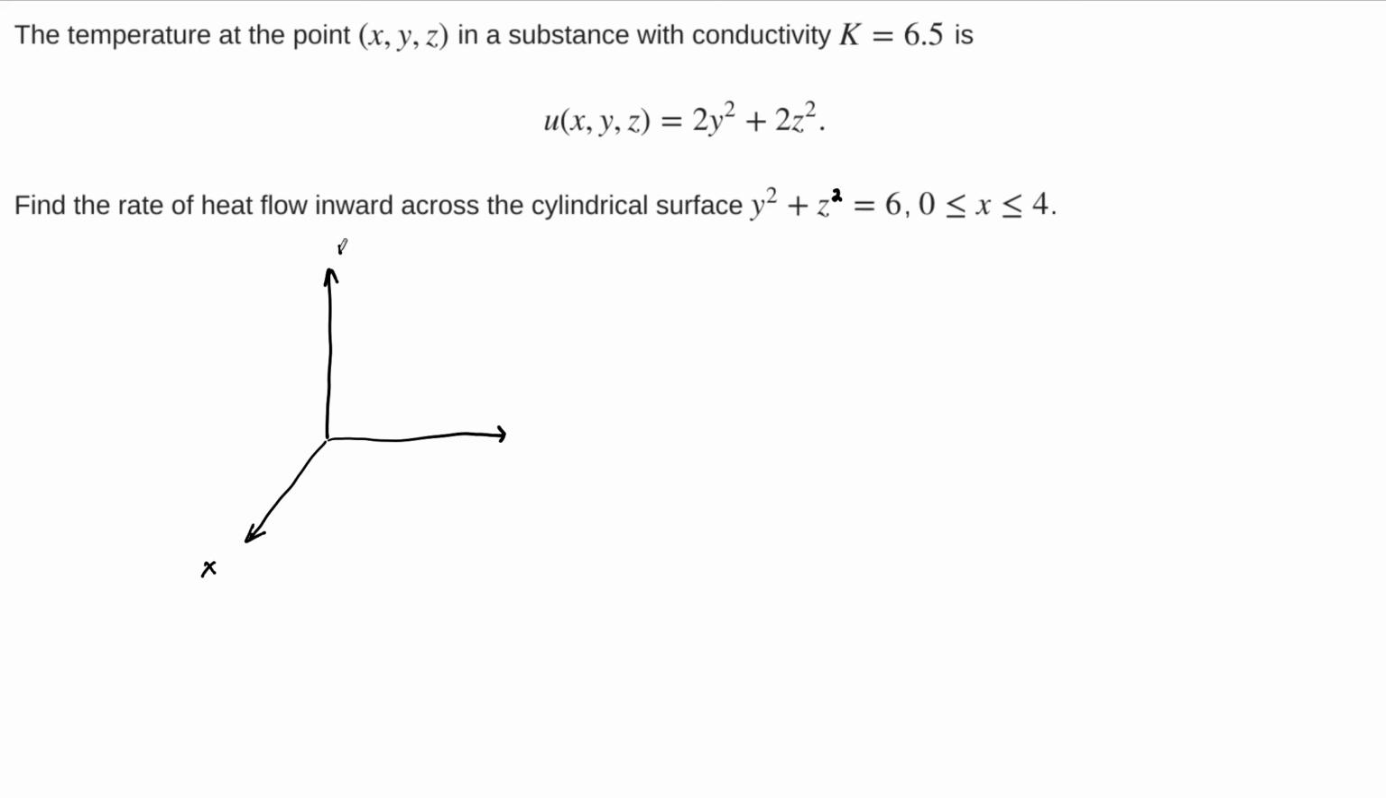So here's our three-dimensional coordinate system. In this scenario, we have a circular cylinder of radius root 6. So I'll draw a little circle here and move it over. This will be our cross section of the cylinder in the YZ plane. The idea is that this goes through this radius of root 6 in these two locations, but then the cylinder itself extends in the x direction, parallel to the x-axis.